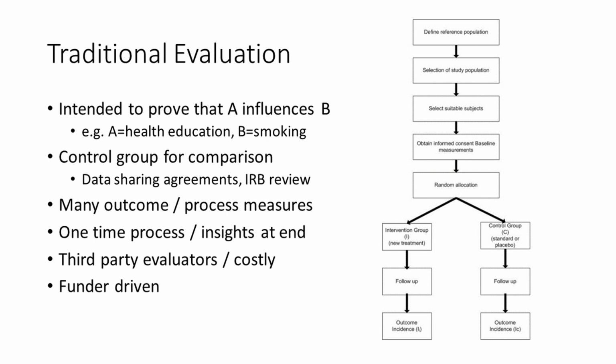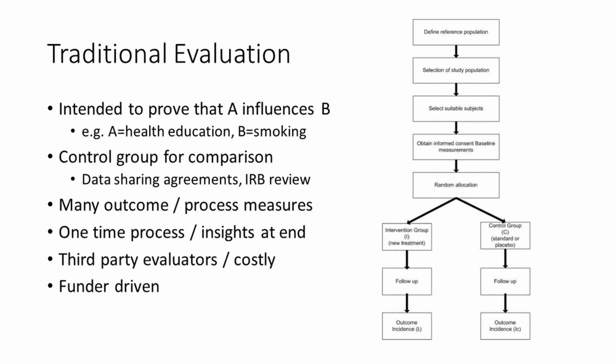So whenever we talk about traditional evaluation, we're typically trying to prove that some program or treatment A influences outcome B. For example, what's the relationship between a health education program and smoking? Now, in order to quote-unquote prove that, we need a control group for comparison. So you would randomly divide your subjects, ideally, into two groups, one of whom gets the treatment, one of whom doesn't, and then you compare the results.